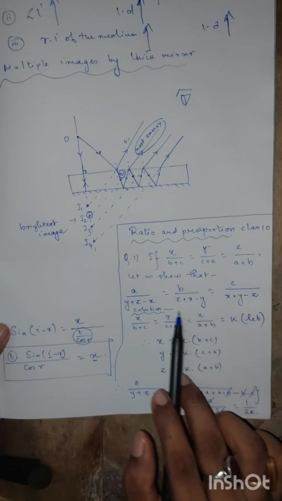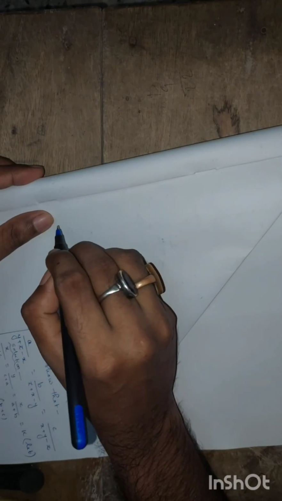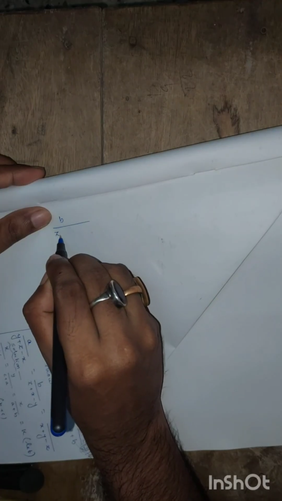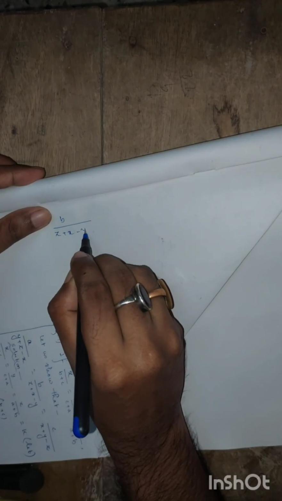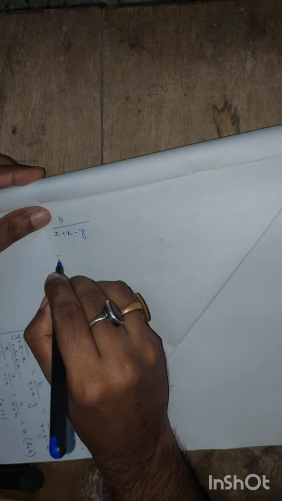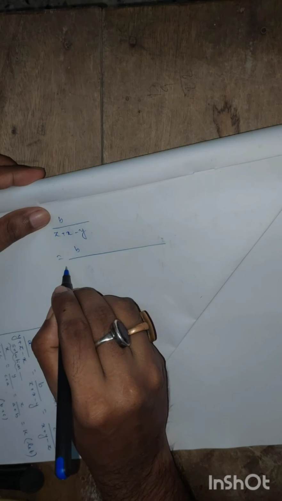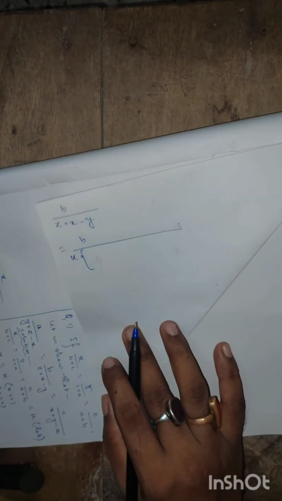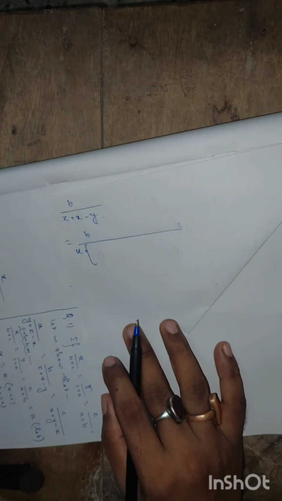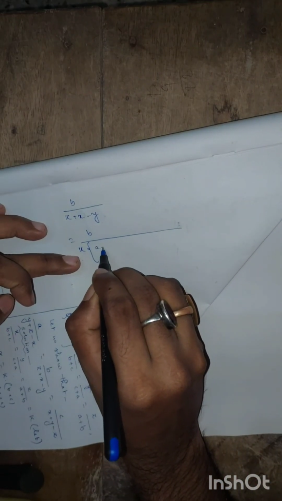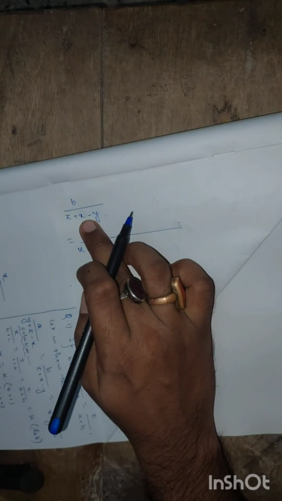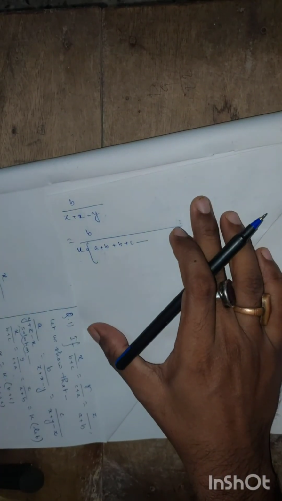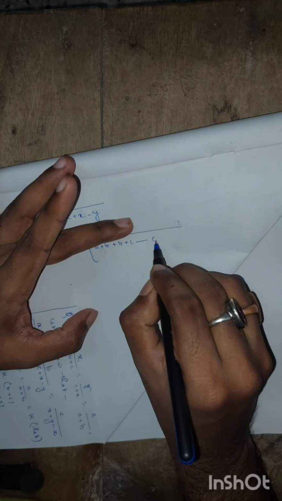Similarly, let us take the second expression. b by z plus x minus y. K common. So the value of z is k into a plus b. The value of x is k into b plus c. The value of y is k into c plus a. So c minus a.